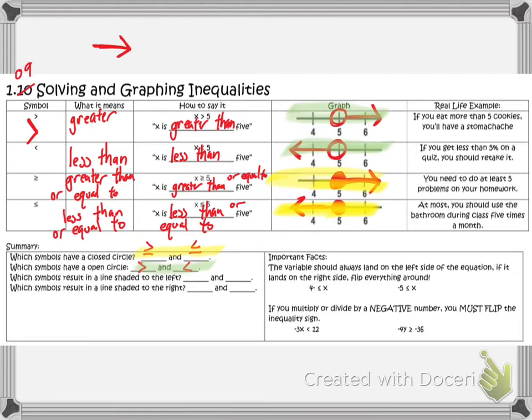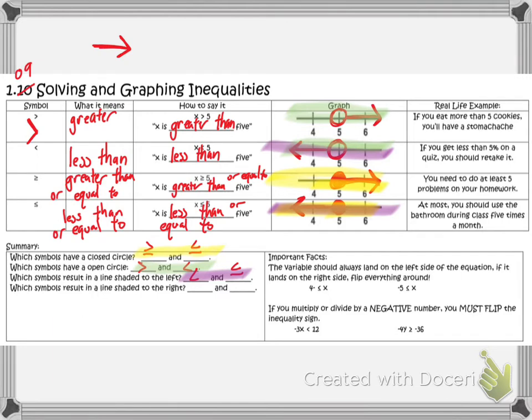Which symbols result in the line shaded to the left? So out of these 4, which ones went to the left? Go ahead and tell me which symbols went to the left. That is correct. I have less than and less than or equal to. Right, left, I'm going to go ahead and color in with purple. So we have less than and less than or equal to, right? Both of these were going to the left.